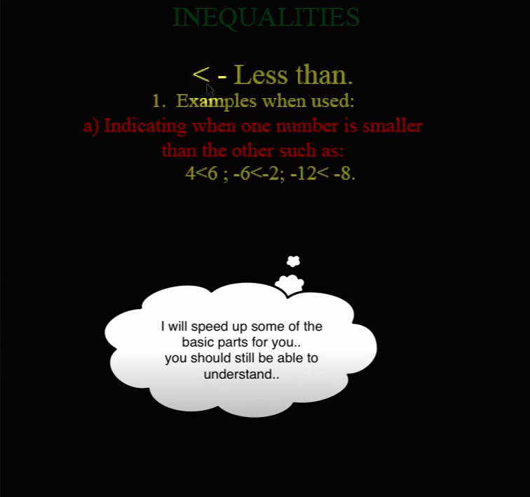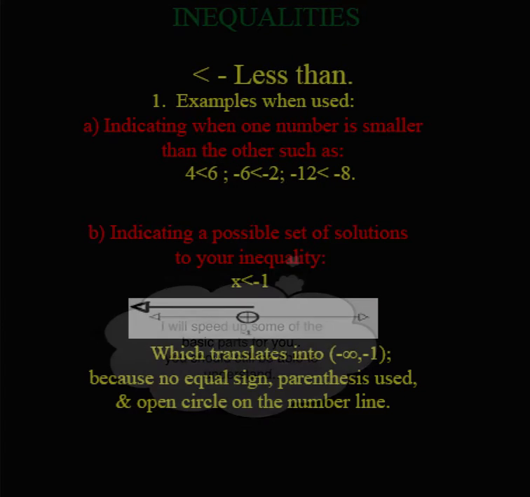The first symbol we're going to look at is less than. The point of the symbol usually points to the smaller value, and the bigger part points to the bigger value. So 4 is less than 6, negative 6 is less than negative 2, negative 12 is less than negative 8.